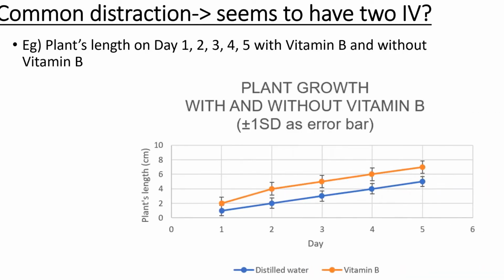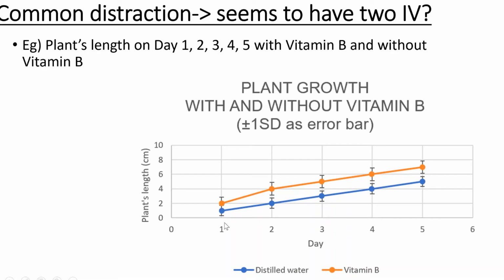Okay, and then they plot a graph something like this. And this is not correct, okay? So this is not the correct way of answering the research question, because here you want to see the effect of with vitamin B or without vitamin B, whether vitamin B will help the plant to grow better or not.